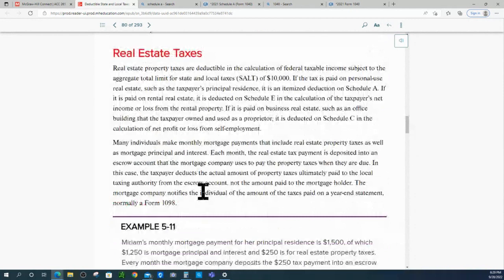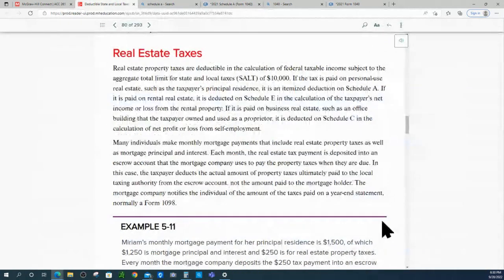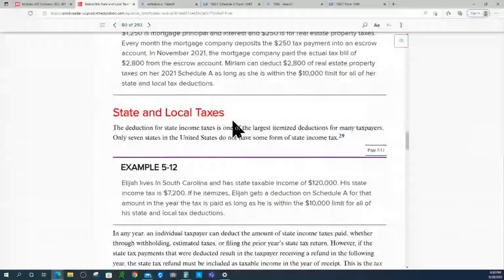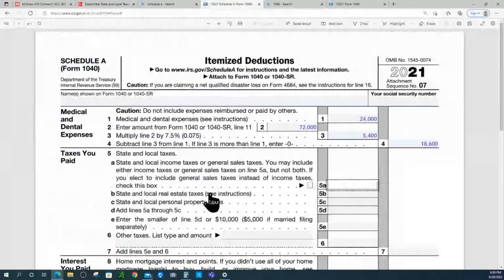So that would be included. So those real estate taxes are also included in this. So let me show you. So state and local income taxes. So income taxes that you paid during the year, and I think we talk about that in a moment. They don't really go in order on this subject.